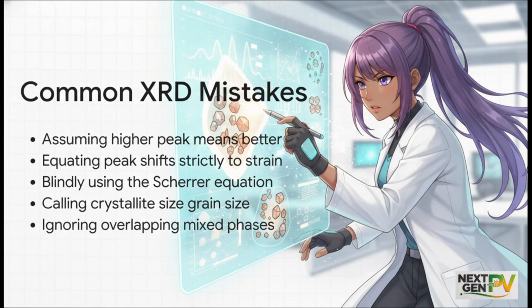Third, please don't blindly use the Scherrer equation if microstrain is present. Fourth, and this is a huge one, do not call coherent crystallite size grain size. XRD measures coherent crystalline domains. SEM measures morphological grains. A single 500 nanometer SEM grain might actually contain several 100 nanometer XRD domains. They are absolutely not the same thing. And finally, don't ignore overlapping mixed phases that might just look like a single broad peak.